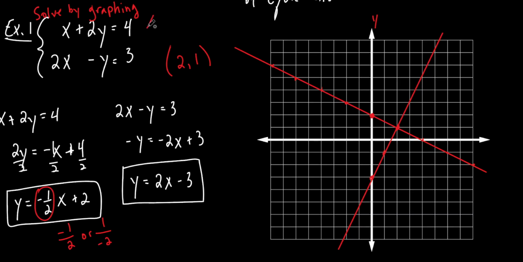Now, I don't really like this. Probably would not mark it wrong, but I want it as an ordered pair. You could probably say x is 2 and y is 1. When we do it algebraically, that's probably what you'll get. And we're going to do it algebraically in the next lesson, okay? And we'll talk about that when we get there. So yes, you could say x equals 2, y equals 1, but this is a better way.